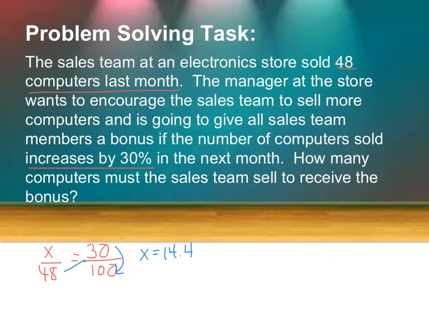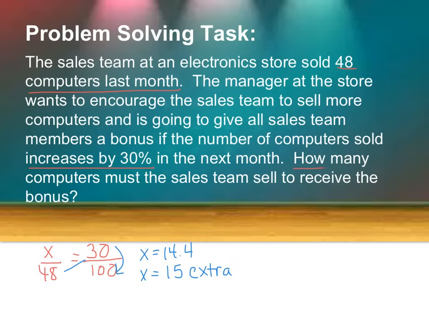Well, let's think about that for a minute. I can't sell 14 4/10 computers. I can either sell 14 computers or 15 computers. And 14 computers is not going to be enough. So I need to sell, or whoever wants the bonus, they have to sell 15 extra computers. But let's see here for a minute.